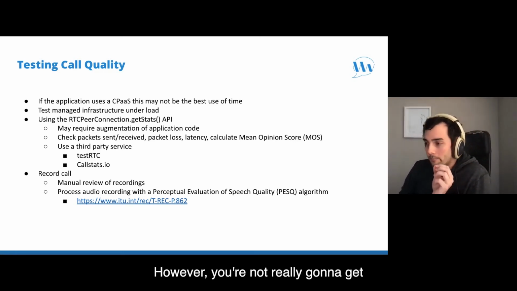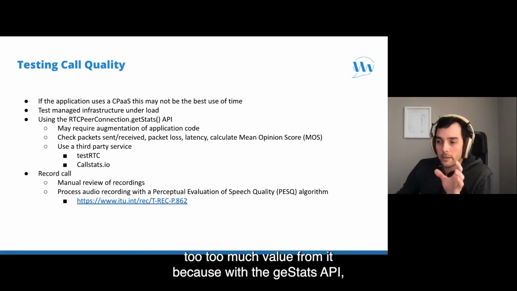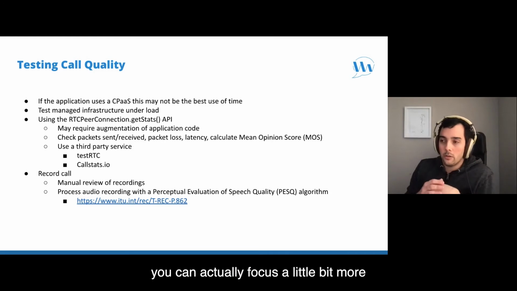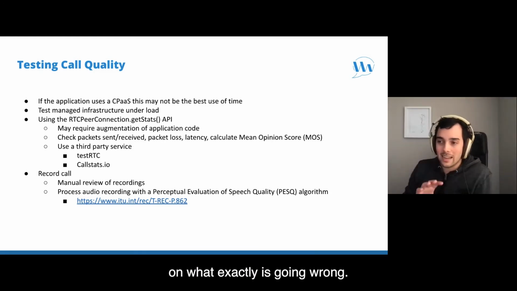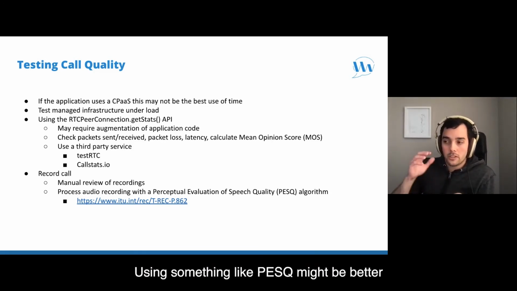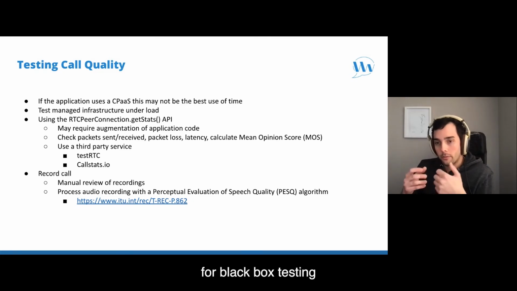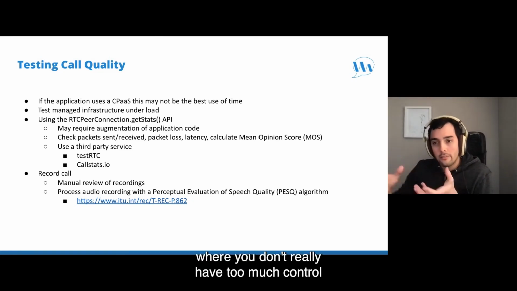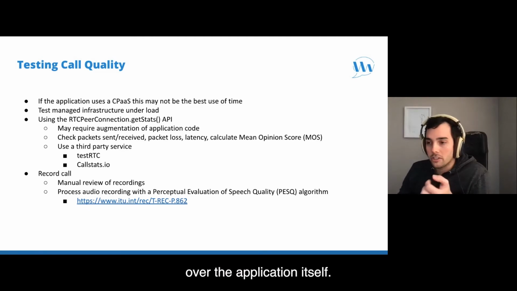However, you're not really going to get too much value from it, because with the getStats API, you can actually focus a little bit more on what exactly is going wrong. Using something like PESQ might be better for black box testing where you don't really have too much control over the application itself.